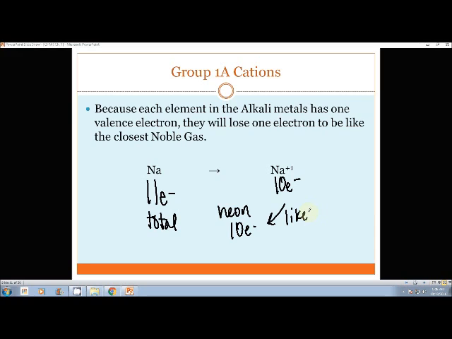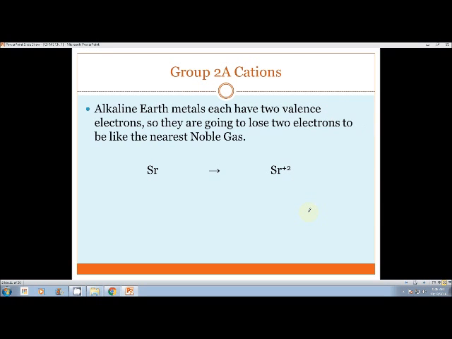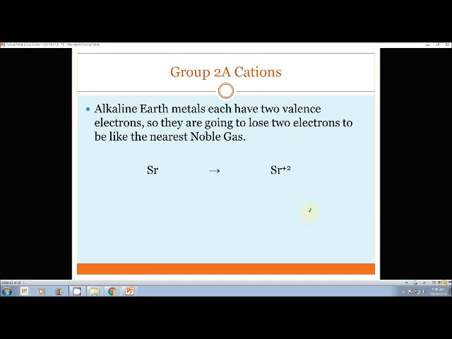Is it okay if I erase? Next, we have alkaline earth, which are 2A, and they have to lose 2 valence electrons. So we have Sr. What does Sr stand for? Strontium. And how many total electrons does strontium have? 38 total electrons. And it's in group 2A.